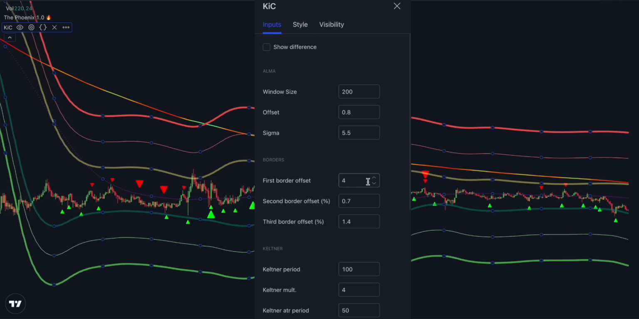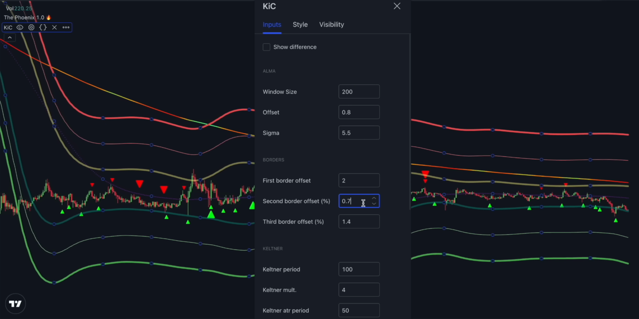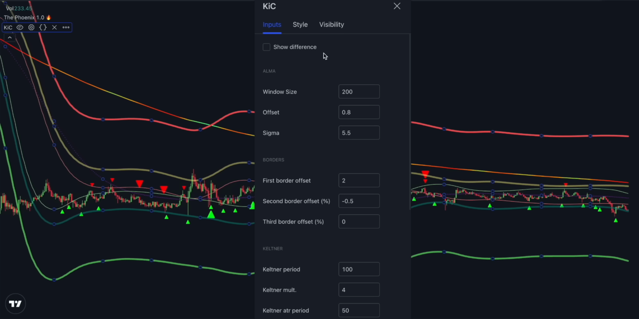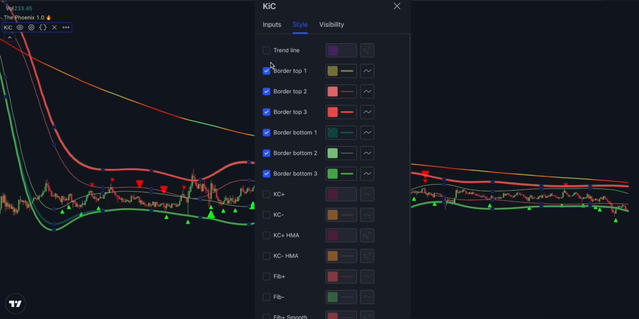Change the first border offset to 2, the second border offset to -0.5 and the third border offset to 0. Then open the Styles section and disable everything except for the border top 3 and border bottom 3 lines.